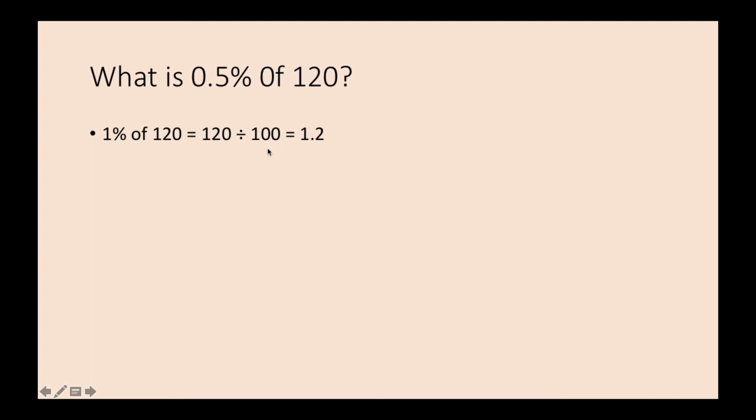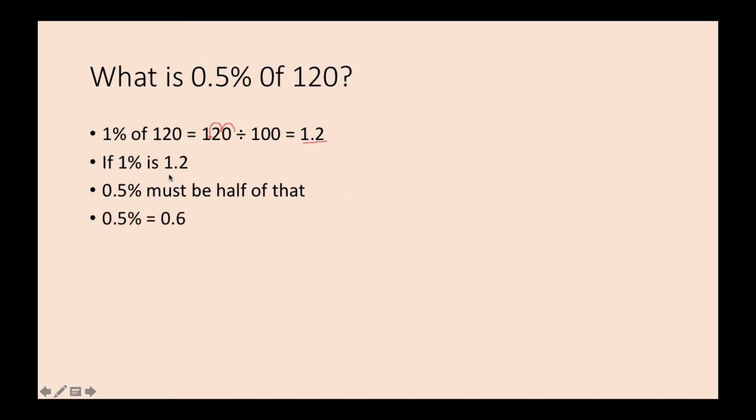1 over 100 is 1%. So if I divide it by 100, I just take my decimal point back 2 places. So I'm going to go 1, 2, and my decimal point will go there, and that will make it 1.2 as we have here. So that's 1%. If 1% is 1.2, 0.5 must be half of that because 0.5 is a half.